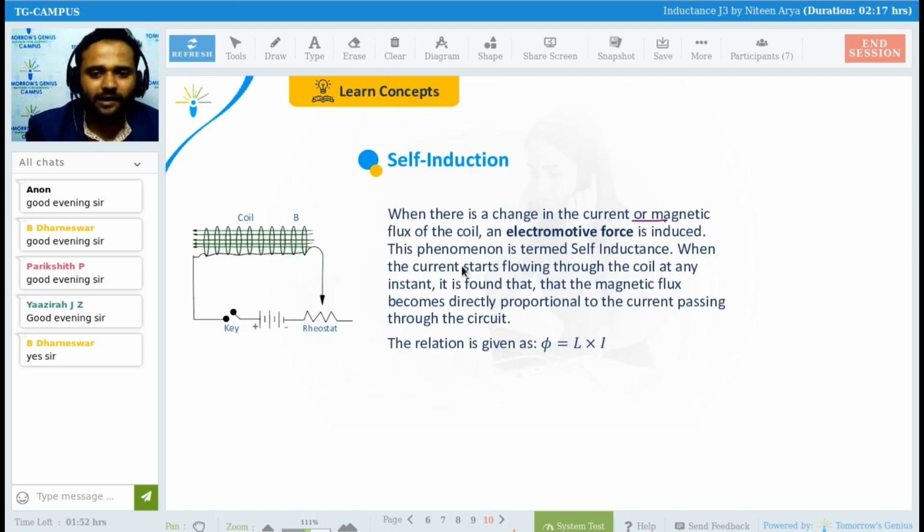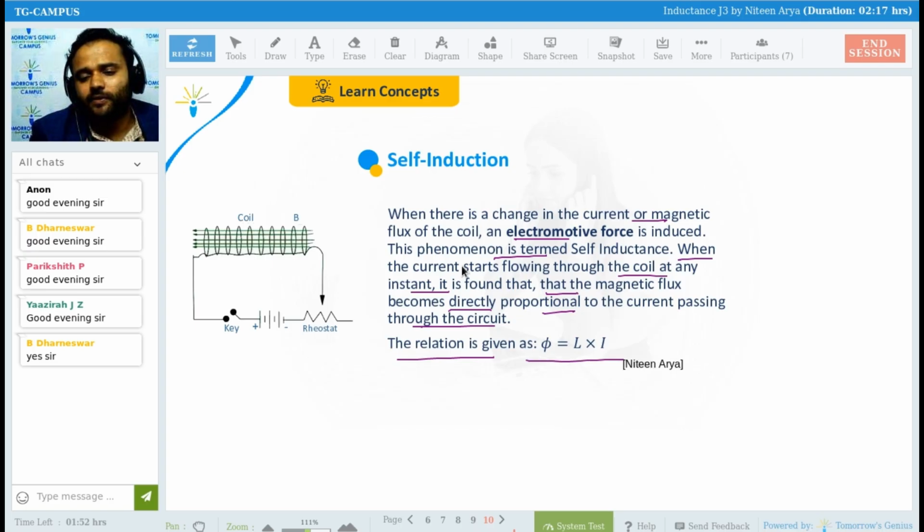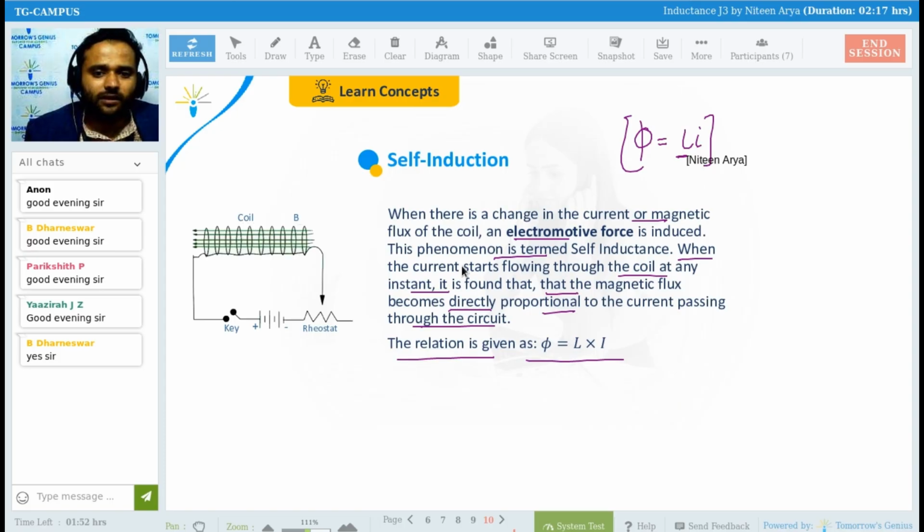So when there is a change in the current or magnetic flux of the coil, an EMF, or electromotive force, is induced. This phenomenon is termed self-inductance. When the current starts flowing through the coil, at any instant the magnetic flux is directly proportional to the current passing through the circuit. This relationship gives phi equals Li. Understand this again: phi equals Li, and this L is the self-inductance.